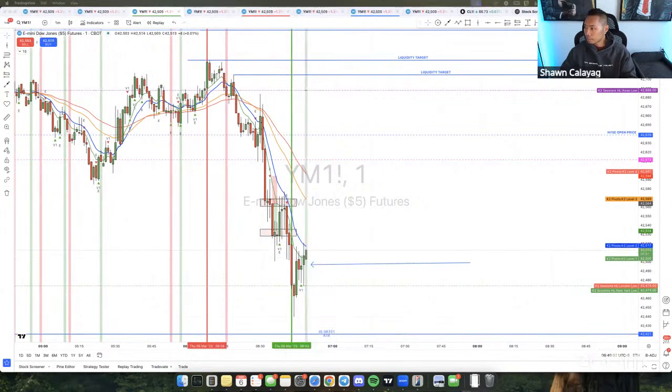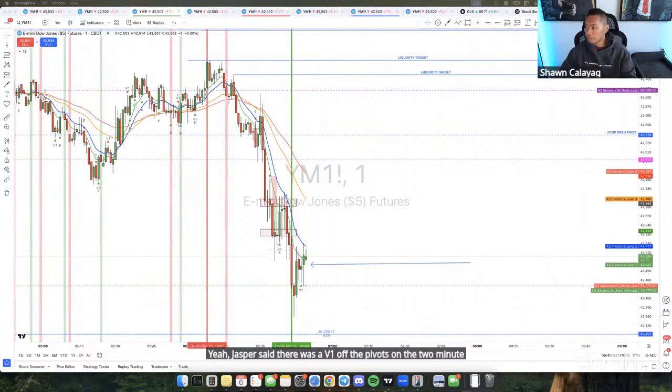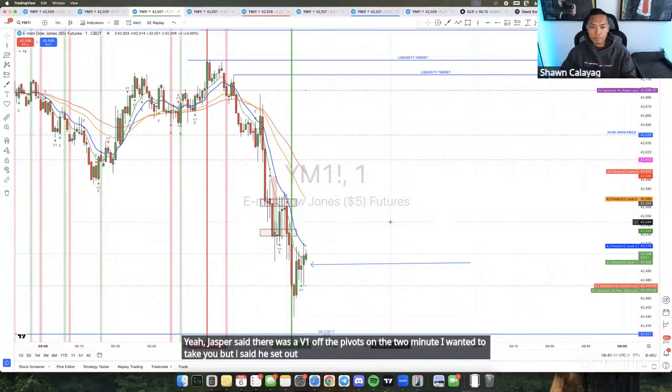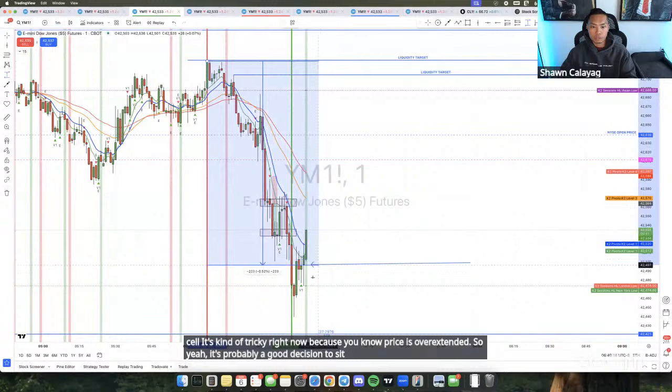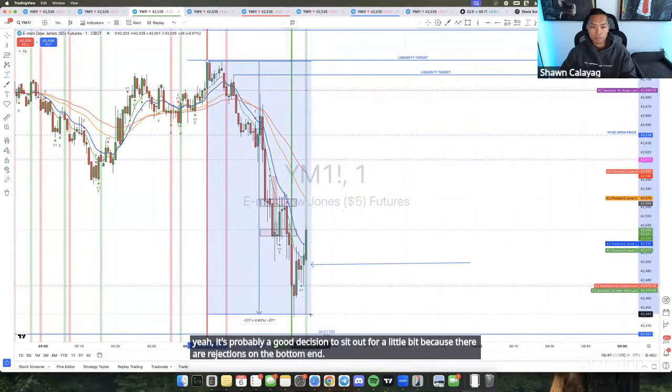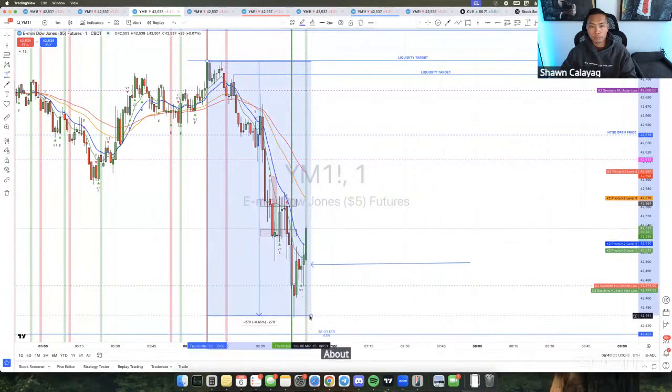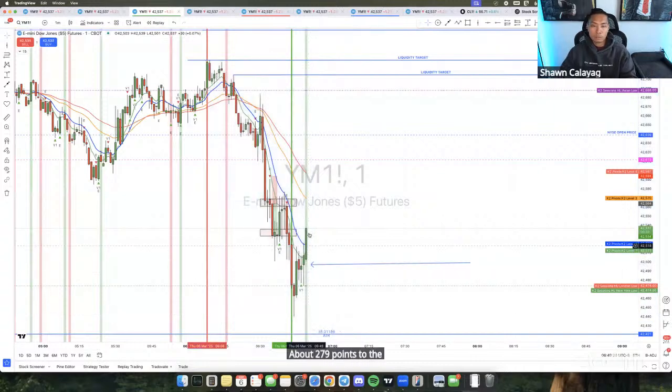Yeah, Jasper said there was a V1 off the pivots on the 2 minute. Wanted to take it, but he sat out. I'm assuming for a sell, right? Yeah, V1 for a sell. It's kind of tricky right now because price is overextended. So yeah, it's probably a good decision to sit out for a little bit because there are rejections on the bottom end. It's about 279 points to the downside, so it's due for a retracement.